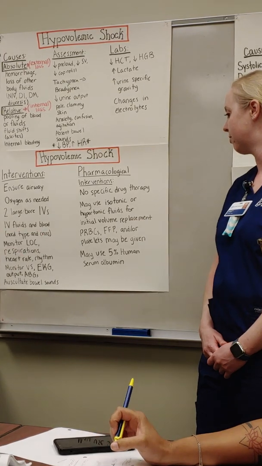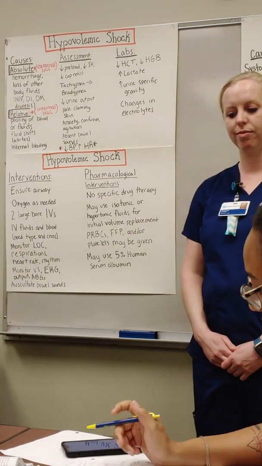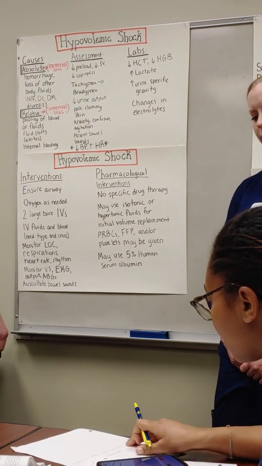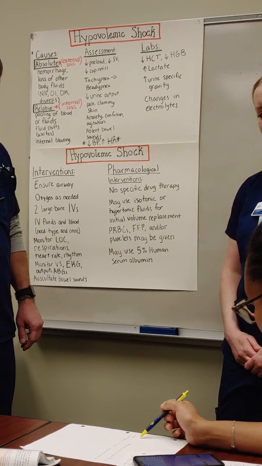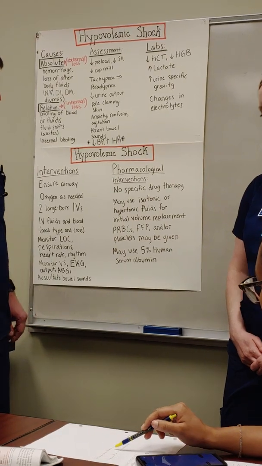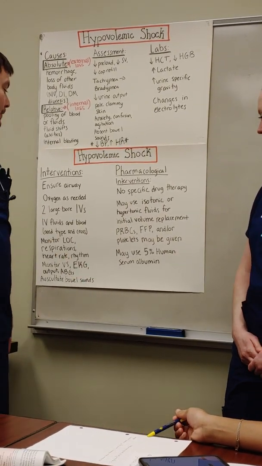And then we're going to use packed red blood cells, fresh frozen plasma, and/or platelets may be given too. Okay, so that's going to help stop the blood loss and provide hemostasis. And I just looked it up, the 5% human serum albumin works by increasing the plasma volume. Yes, we may use that as well.